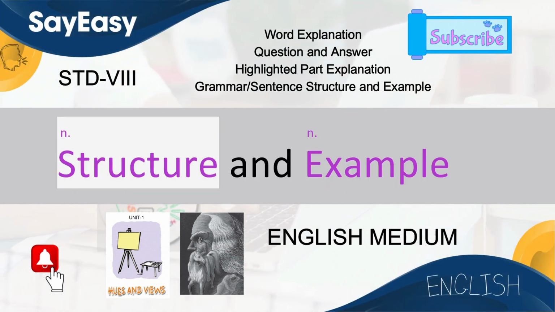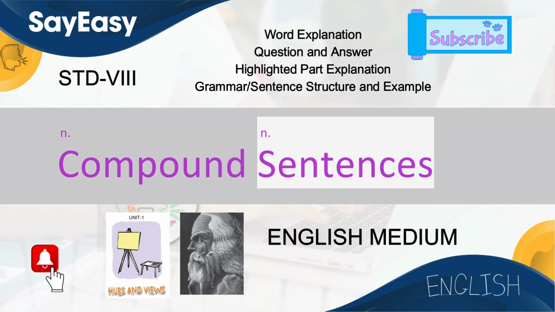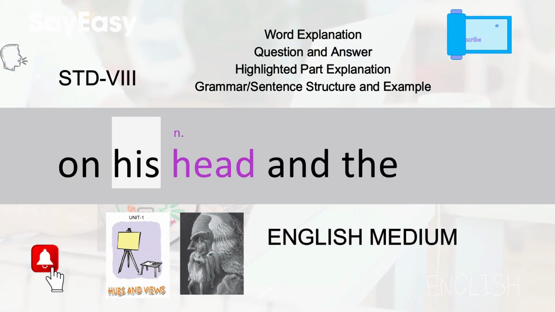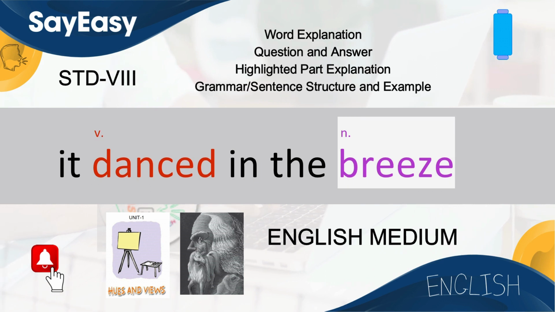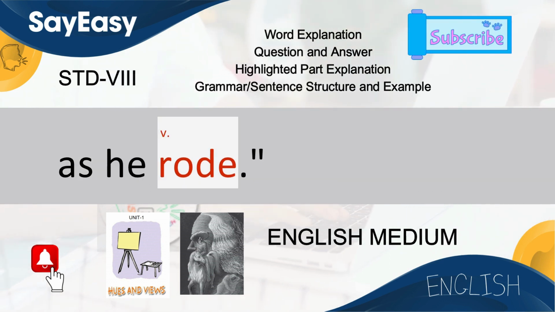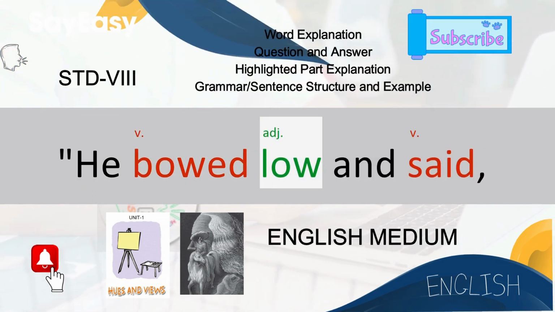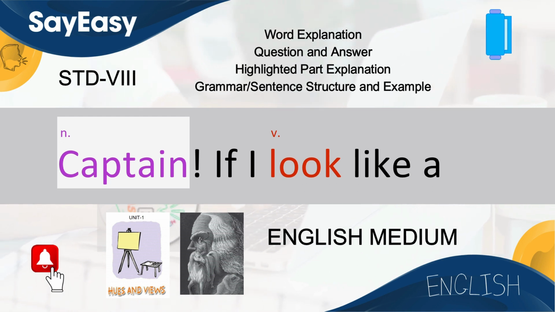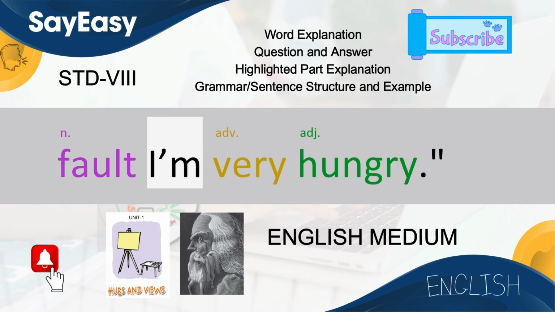Grammar, sentence structure and example. Compound sentences. His cap was set smartly on his head, and the 3 bright feathers on it danced in the breeze as he rode. Complex sentences. He bowed low and said, "May God bless you, Sir Captain. If I look like a skeleton, it is not my fault. I'm very hungry."